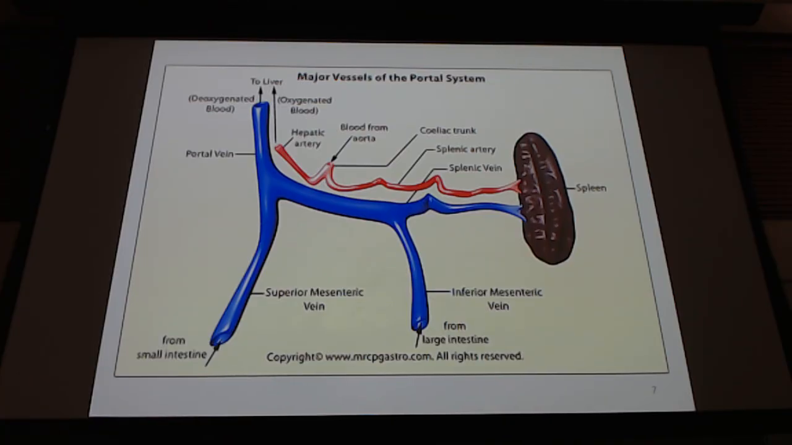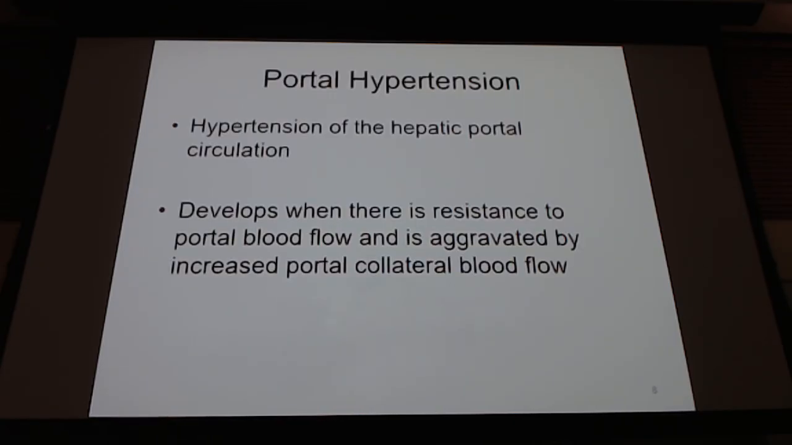The two tributaries from the mesenteric veins, superior mesenteric and inferior mesenteric, and then we have the splenic vein. So that all comes in to form the portal vein. So what we are concerned about with this is when this area gets hypertension. Pressures get too high. That is from resistance to the portal blood flow. So that is usually due to increased portal collateral blood flow. And we deal with this a lot of times with cirrhosis when you have significant scarring in there.